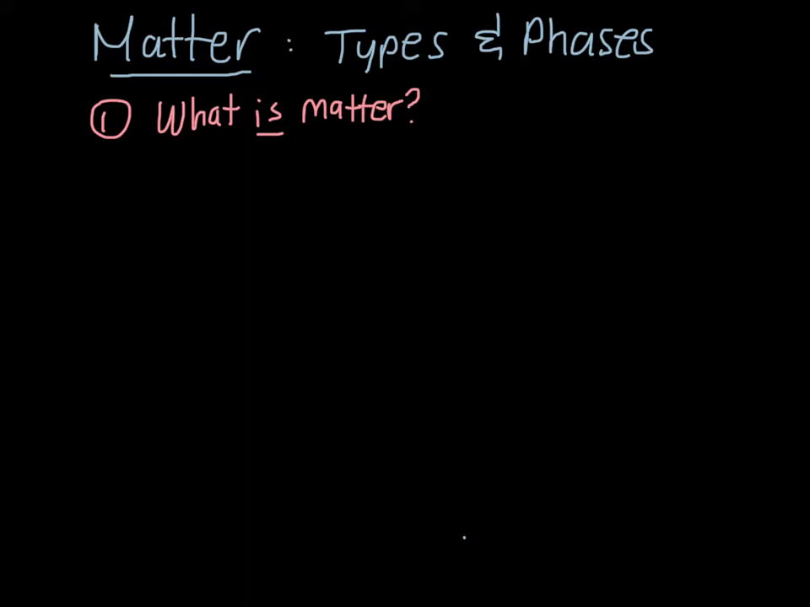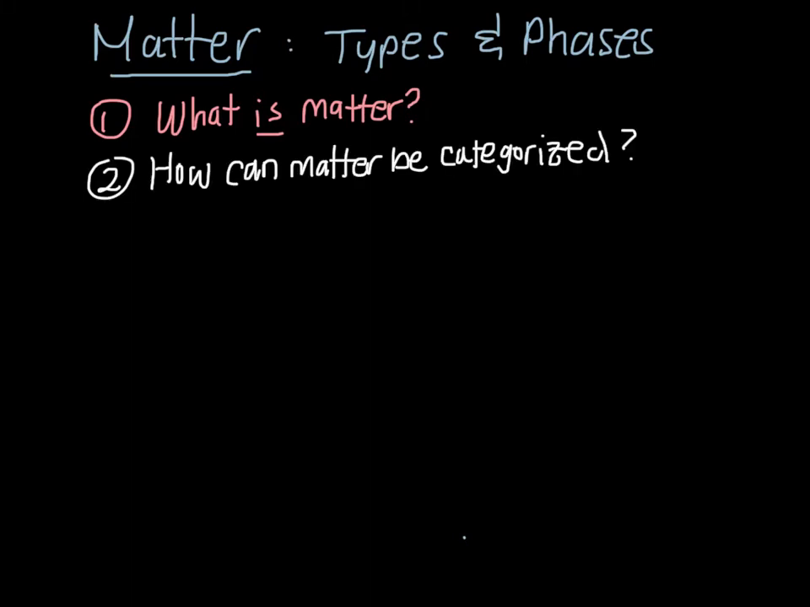This video is split into 3 parts. The first part is, what is matter? What's the definition of it? What makes something matter? Then we're going to talk about how matter can be categorized. And last, we're going to talk about the 5 phases of matter.